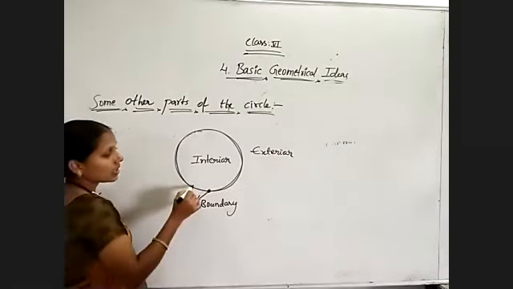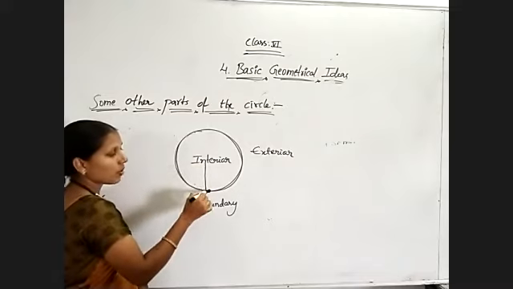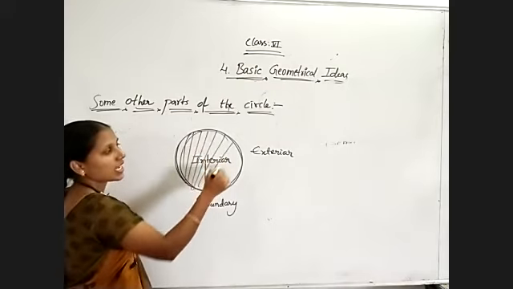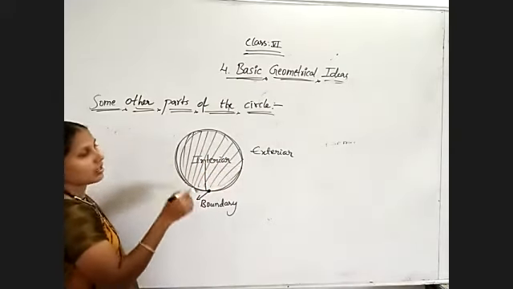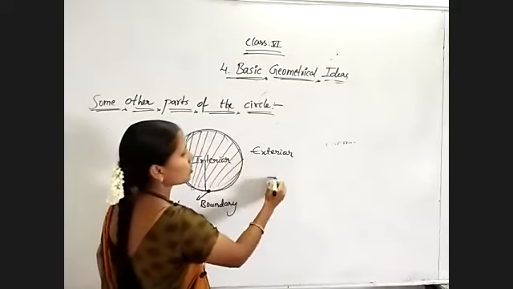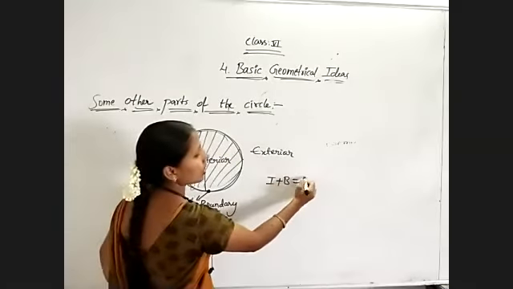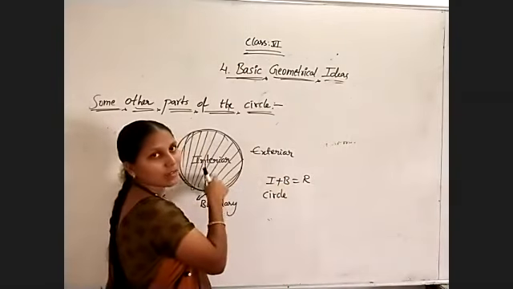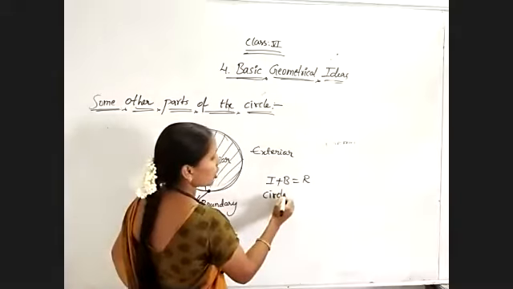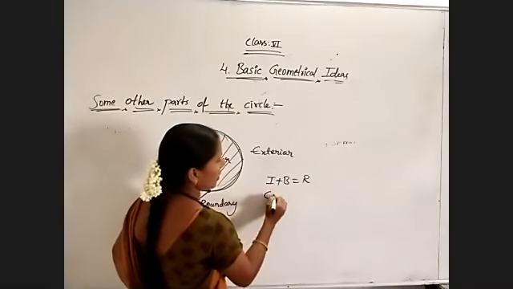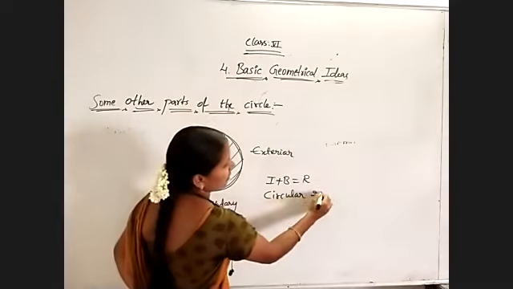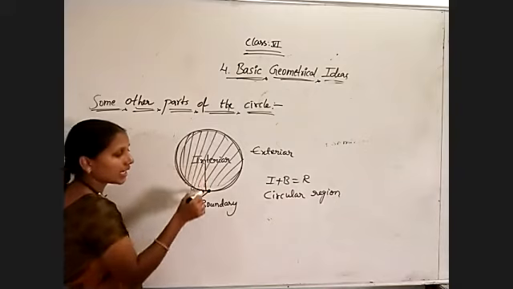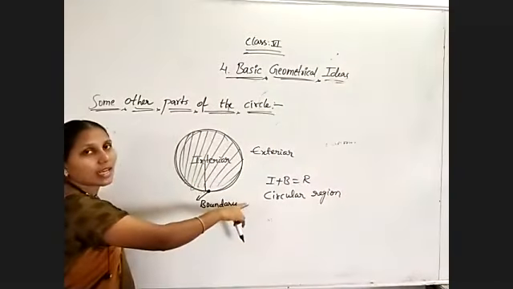And remember, already I told you, interior plus boundary together is called its region. That is nothing but its area. Because it is a circle shape, interior plus boundary together is called its region. So because it is a circle, the interior and boundary of the circle is known as a circular region. The place occupied by the interior and boundary of the circle is known as a circular region.